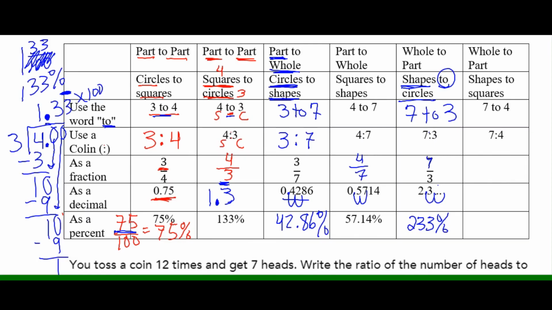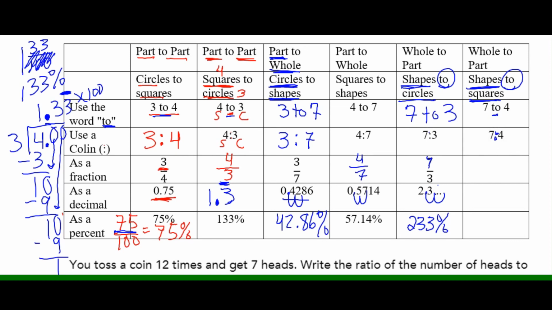So whole to part is the last type of ratio here. Whole to part. So this is going to be the total number of shapes to squares. So we have 7 to 4, because 7 is represented by the total number of shapes. So different ways to write ratios. And then we have squares, and since we have 4 squares, we put a 4 in that spot.